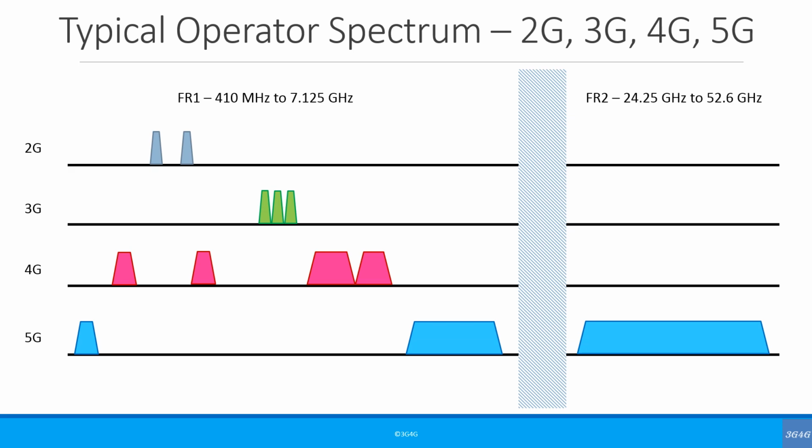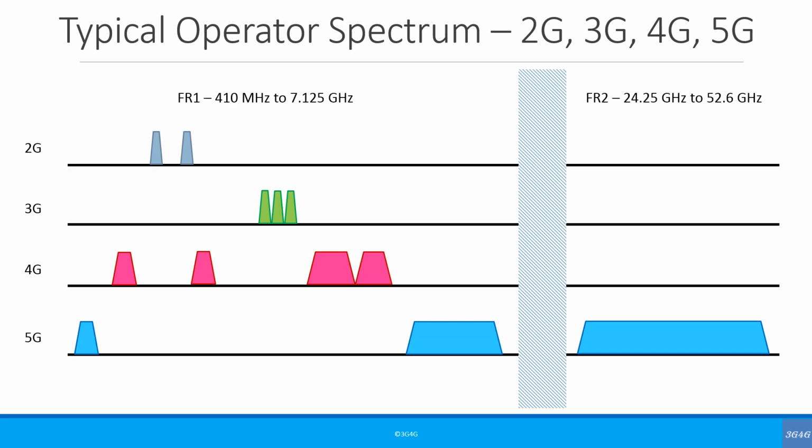So now when an operator has a 5G spectrum in addition to 2G, 3G and 4G, this is how it will typically look, right? The most popular coverage layer frequency, the sub 1 gigahertz one, is the 700 megahertz band. Then the most popular capacity layer band is the 3.5 gigahertz or the C band.